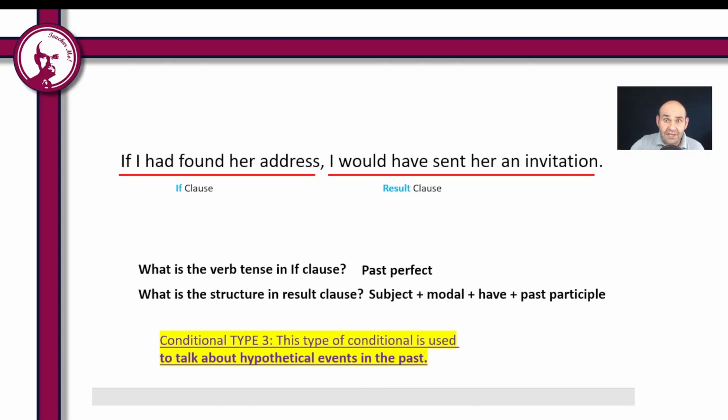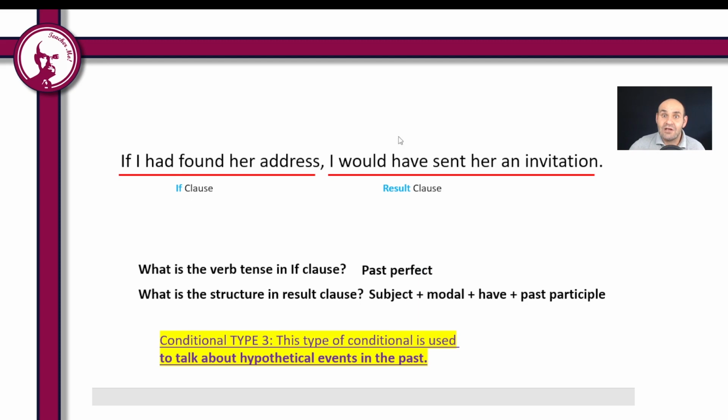Conditional type 3, or the third conditional. If I had found her address, I would have sent her an invitation. Look at the if clause. What is the verb tense? Had plus past participle form of the verb. So the verb tense is the past perfect. So in the if clause we have the past perfect tense.